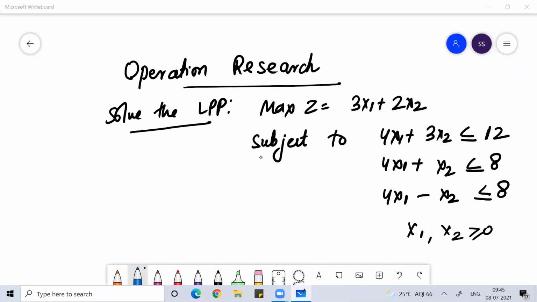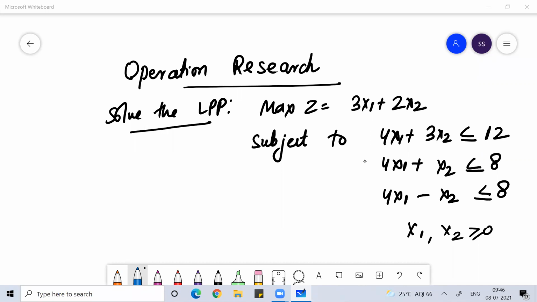Now, based upon these constraints, we need to solve this problem. We need to find the values of x1 and x2. x1 and x2 are basically our decision variables, and we need to find the values which satisfy the equations. If we want to solve this problem by the simplex method or by the MS Excel solver function, we can solve it very easily. I believe you have understood this.